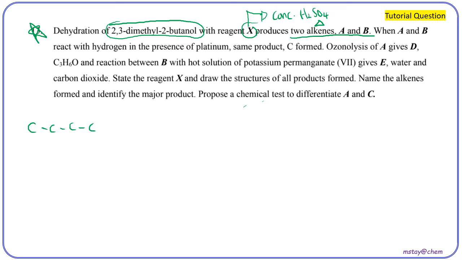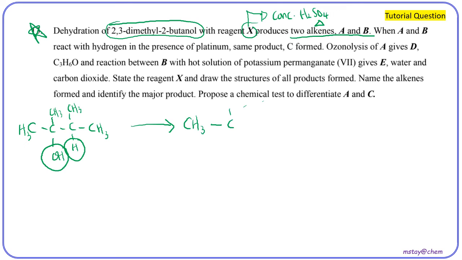2,3-dimethyl-2-butanol, so 2-butanol, 2,3-dimethyl, CH3, CH, and CH3. As we know, it will remove water because it is dehydration of alcohol. So maybe the OH will be removed from here and then one hydrogen from here. If this happens, the double bond will be between carbon 2 and carbon 3. So we will get this product.